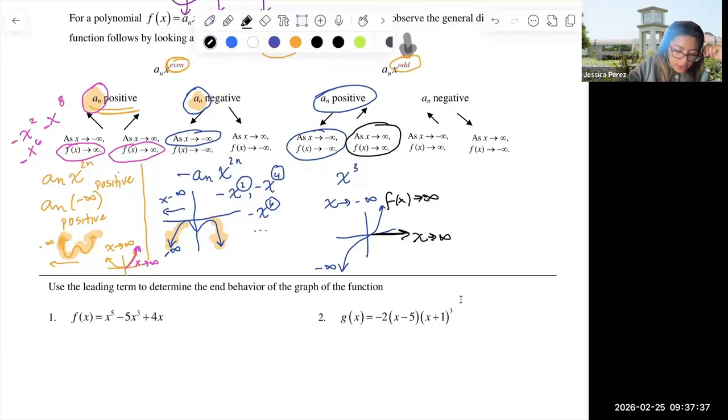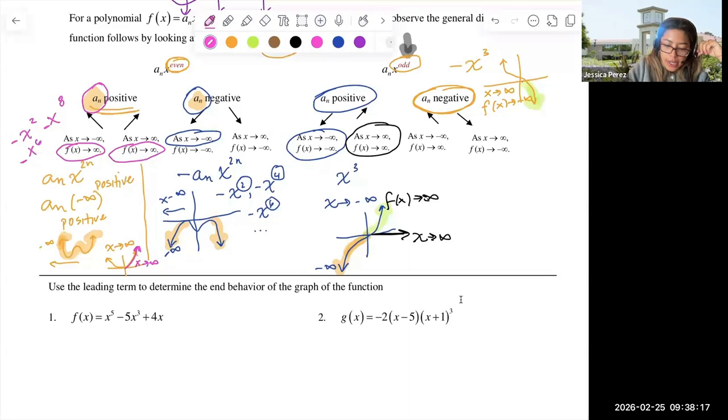So notice here that in my graph, as x is going down, y is going down. As x is going up, y is also going up. Now that's when your a sub n is positive. But what happens if a sub n is negative? If I have negative x cubed, now what happens? Your orientation changes. So as x goes to positive infinity, your f of x will go to negative infinity, and I have this behavior. As x approaches positive infinity, my y will go down, so it's reversed.